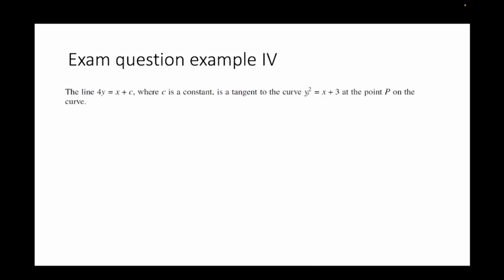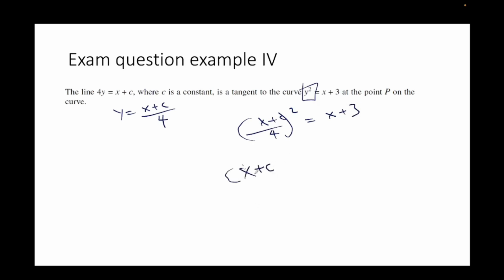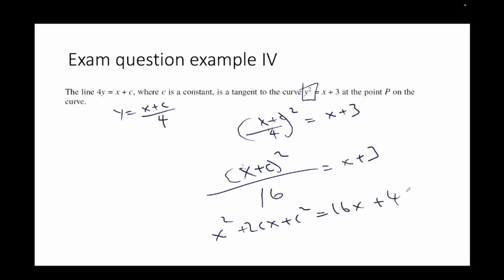This is the line, this is the curve. Pretty straightforward. y is going to be equal to x plus c divided by 4. And you substitute into here, don't you? For the y squared: x plus c over 4, squared, equals x plus 3. Any questions? A fraction squared is always top and bottom both squared, like this. So you get x squared plus 2cx plus c squared equals 16x plus 48.